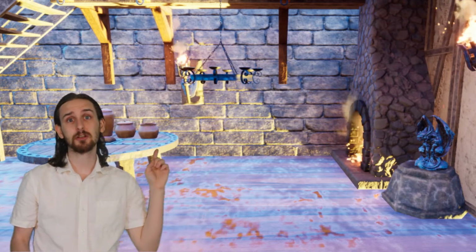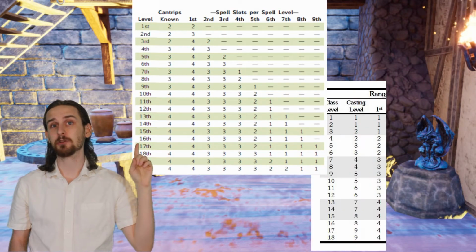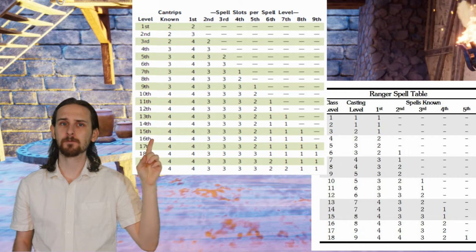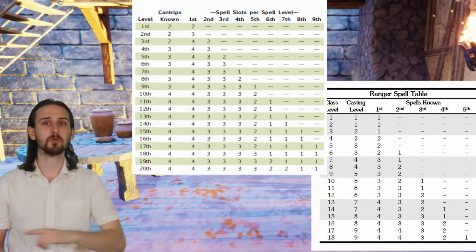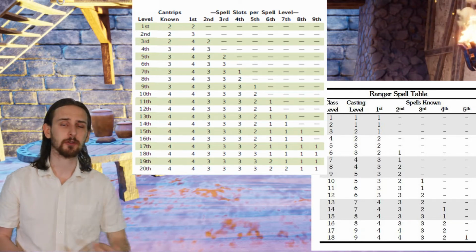How many spell slots do you have? Well, that's determined by your class and the level in that class. You should look to this chart if you are a full caster like a wizard or a sorcerer, or this chart if you are a half caster like the ranger or the paladin.